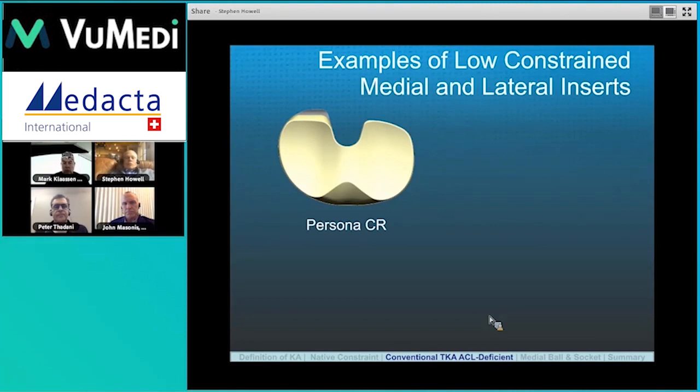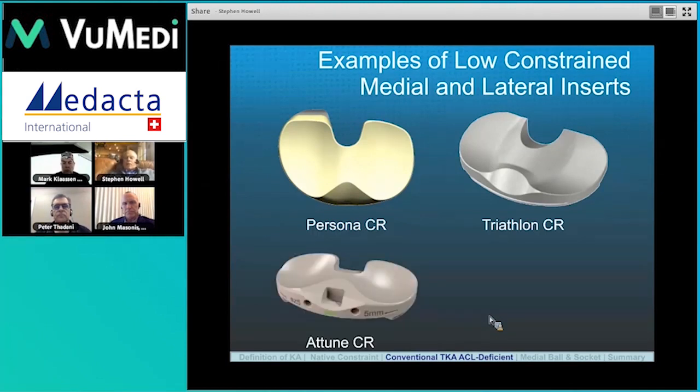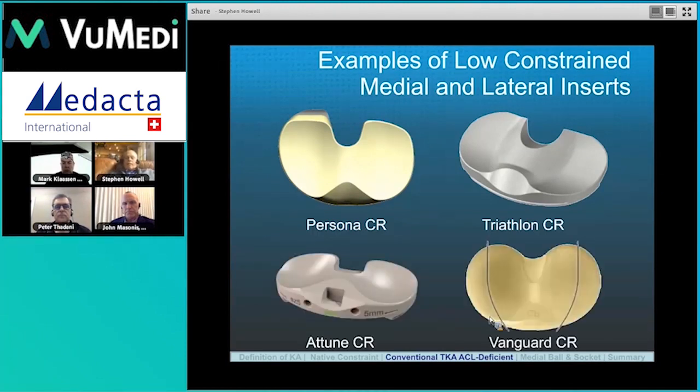I've put in 2,000 Masonis CR knees, medial lateral constraint, symmetric more or less with a posterior lateral lip. The Triathlon, I put in about 1,300 of these with kinematic alignment, the same. The Attune, I've just done a few of these. And Vanguard, I did about 900 of these. But these inserts are all the same.